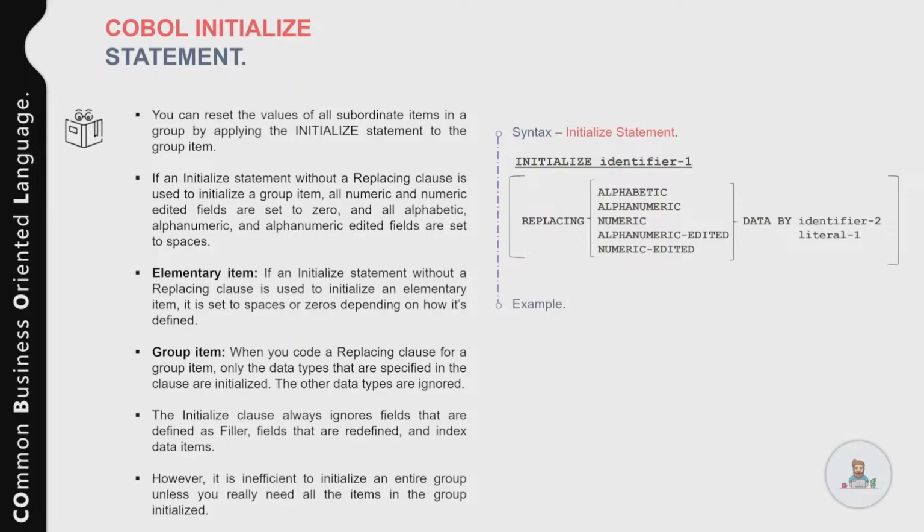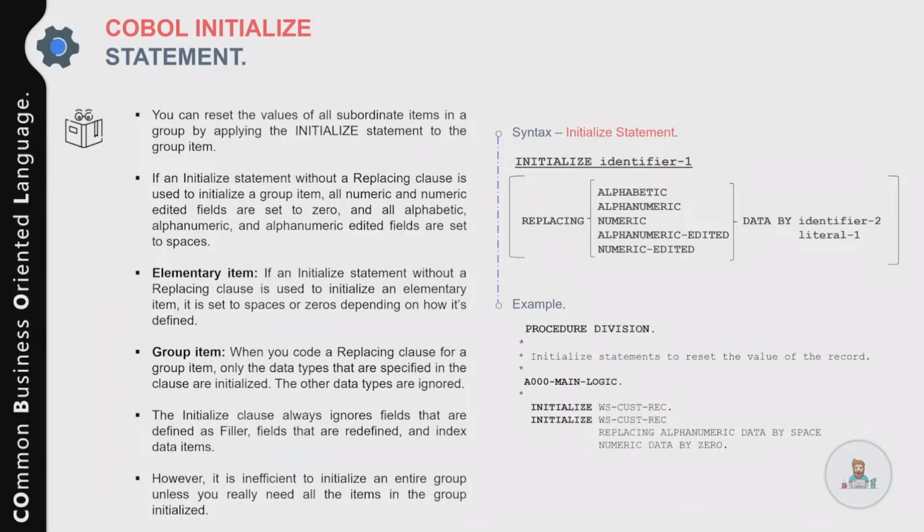So the syntax is pretty simple. You have the initialize keyword followed by identifier 1. Thereafter you have the replacing keyword. Thereafter you have additional options, that is alphabetic, alphanumeric, numeric, and these are used to specify the type of elementary items which is defined in your group variable. After that you have the data by keyword followed by identifier 2 and literal 1.